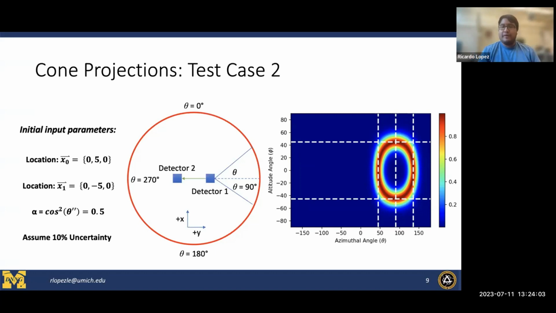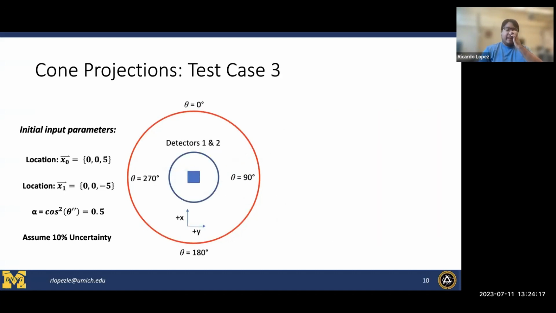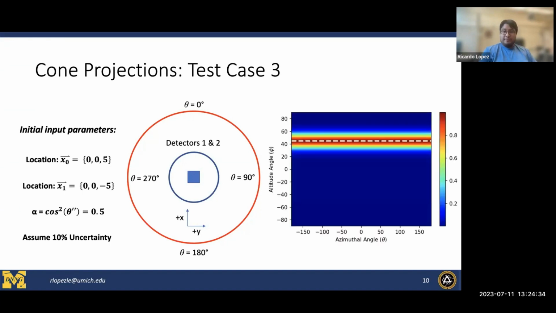Now, this is all well and good, but since this is a polar image, things could get a bit weird, if you will, in certain directions. To better showcase this, here's an example of, again, two detectors, except now they're stacked on top of one another. So now, of course, the coordinates change appropriately, but what does the resulting cone end up looking like under these circumstances in the matrices that I've shown before?